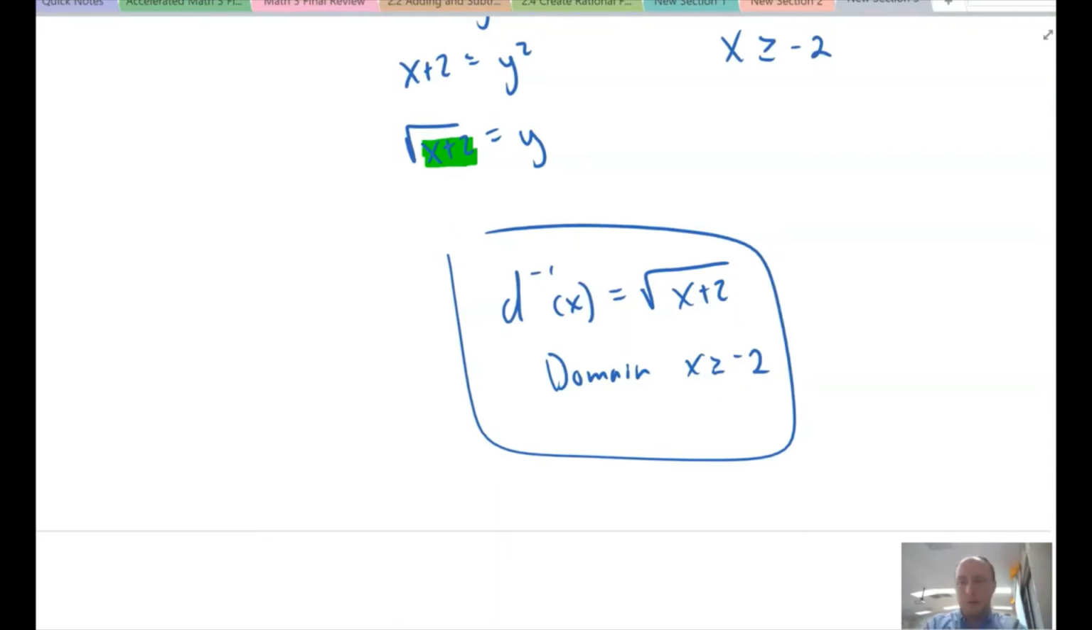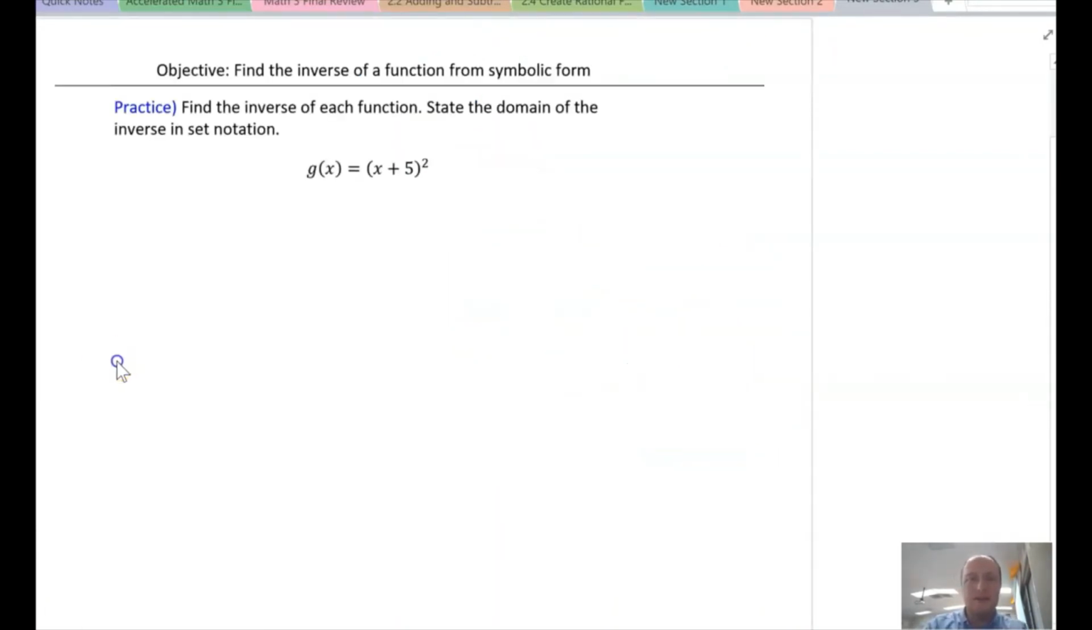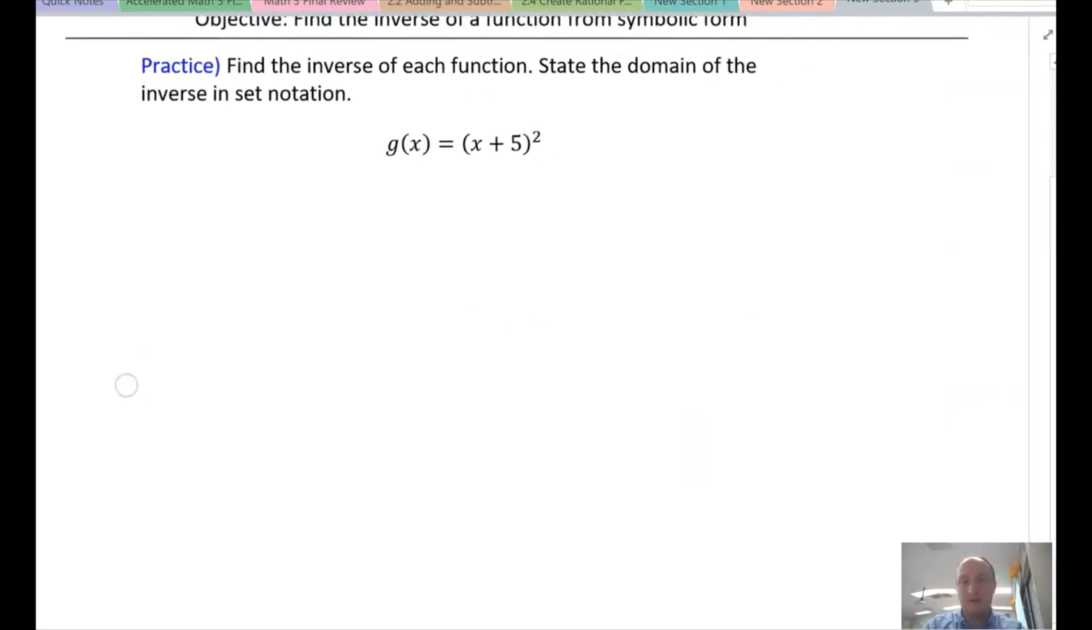All right, so I'm going to go ahead and give you guys a practice problem. Here you go, x plus 5 raised to the power of 2. Please find the inverse, state the domain of the inverse in set notation. I'll pause the video now, and I'll show you the answers in a second.